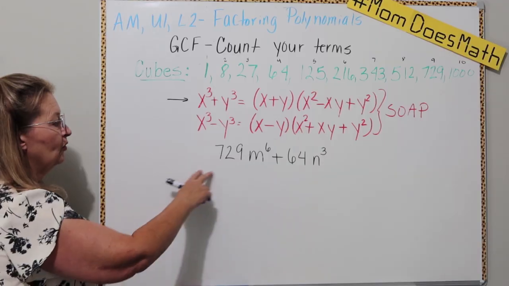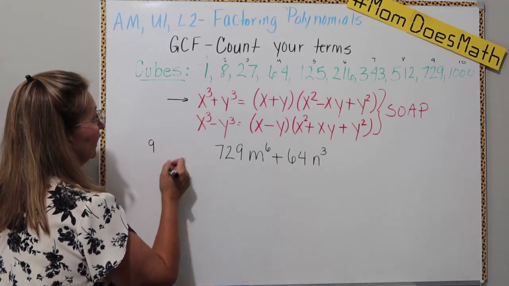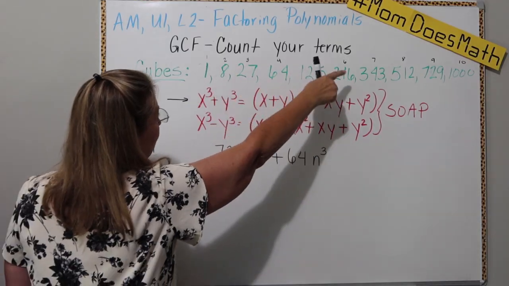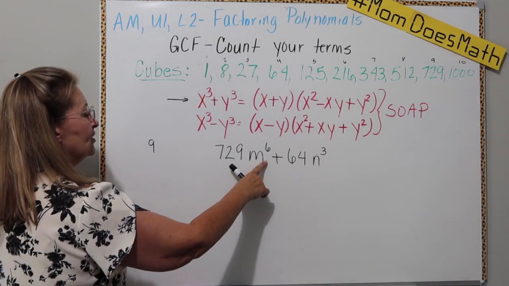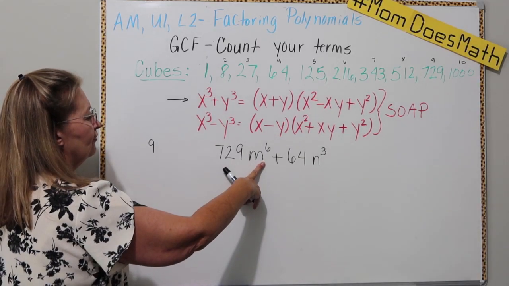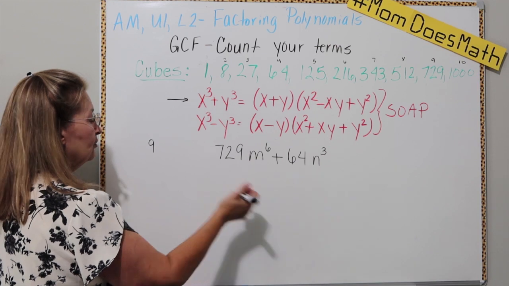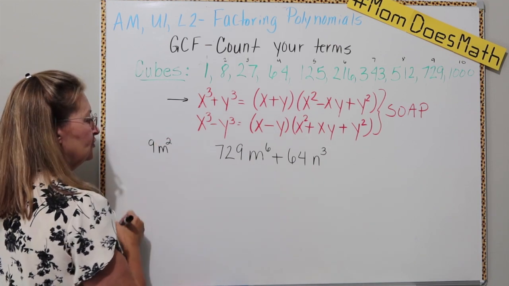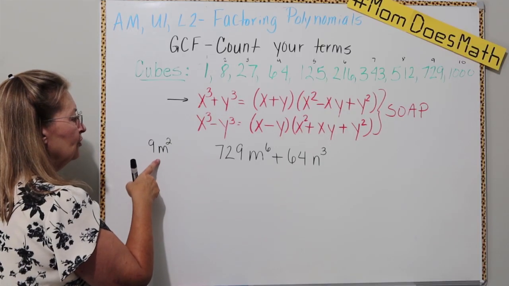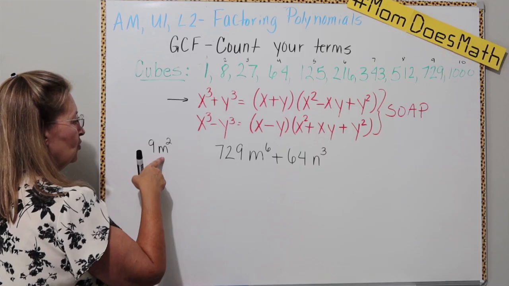Now, let's make a chart. What is the cube root of 729? 9. And if you notice, I put the cube root on top of the numbers up here. That just makes it quicker. Alright, so what's the cube root of m to the 6th? Well, you divide this number by your root. So 6 divided by 3 is 2. So the cube root of 729 m to the 6th is 9m squared.